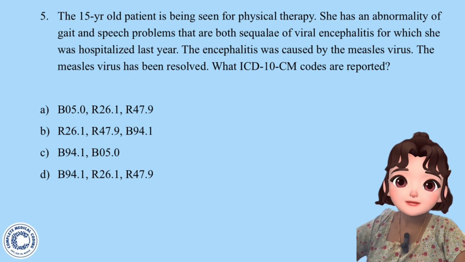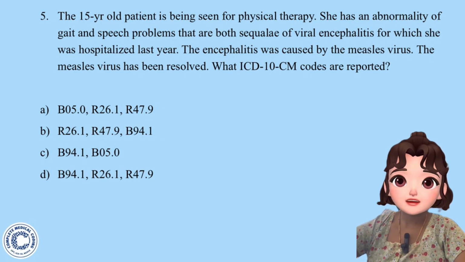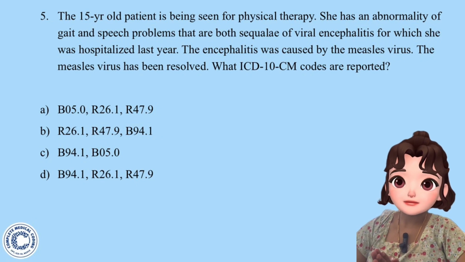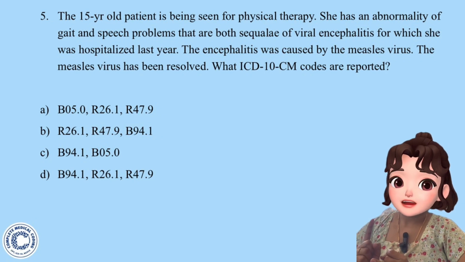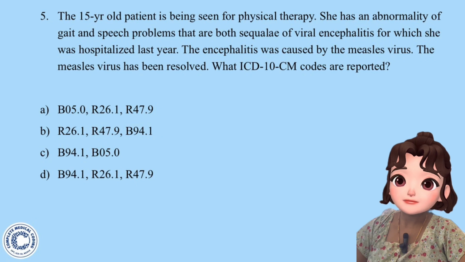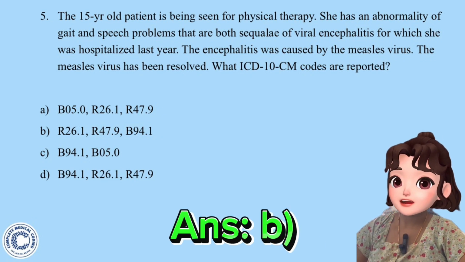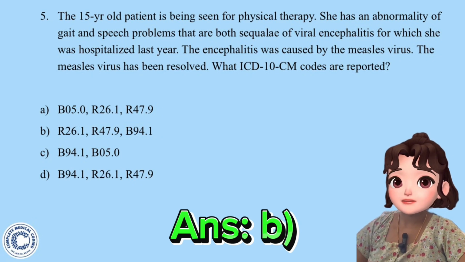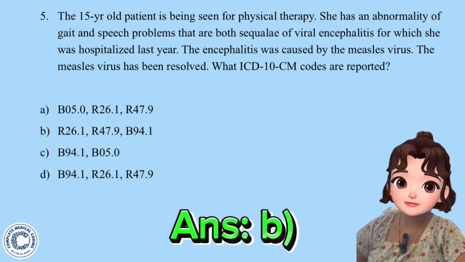And you should not code for measles because the measles virus was already resolved. If you want, you can check the other codes in option C, B05 and everything. But since we got the correct answer, the first one, the ICD code for gait, R26.1, then speech problems, R47.9, and sequelae of viral encephalitis, B94.1, the correct answer will be option B. Either of R26.1 or R47.9 should be primary. You can code it either way. And then B94.1 for the sequelae of viral encephalitis. Okay.